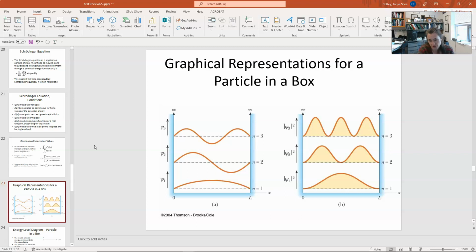All right, so the first and easiest potential that we covered was the particle in the infinite square well potential. So the idea here is that your potential energy is 0 inside of a box, and the length of the box is L. So the box starts on the left at x equal to 0 and goes to x equal to L. Inside the box, the potential energy is 0, and outside the box, the potential energy is infinite. Of course, what that does is it confines the particle to the box.